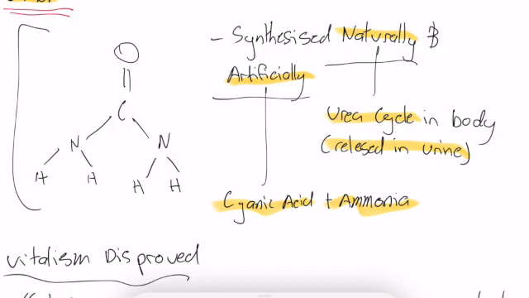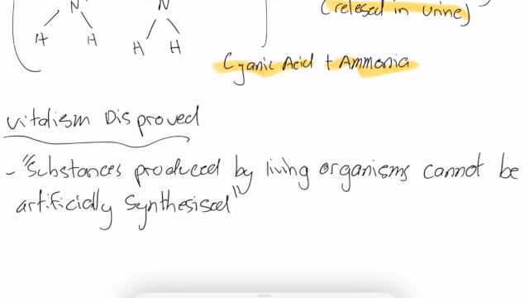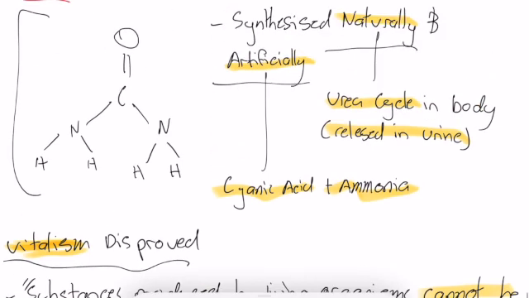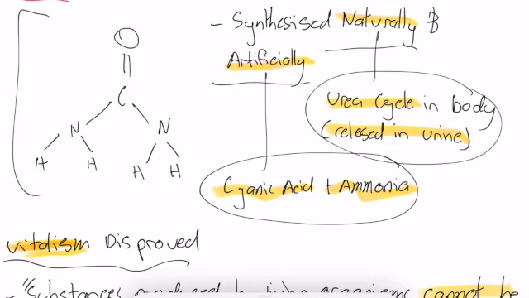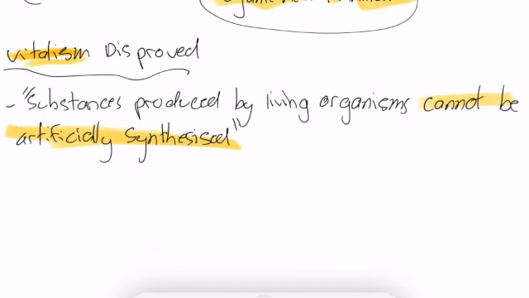What's interesting is this idea of vitalism, which was a theory in the 19th century that substances produced by living organisms cannot be artificially synthesized. This was falsified through the discovery that urea can be produced from cyanic acid and ammonia, and we also know how it is produced naturally in the body, therefore disproving this idea of vitalism.